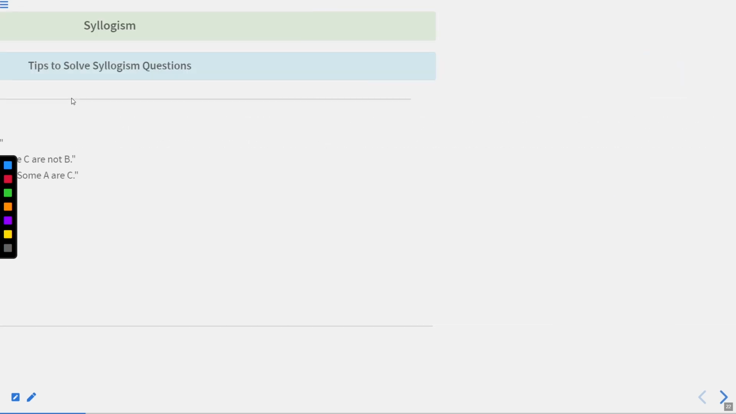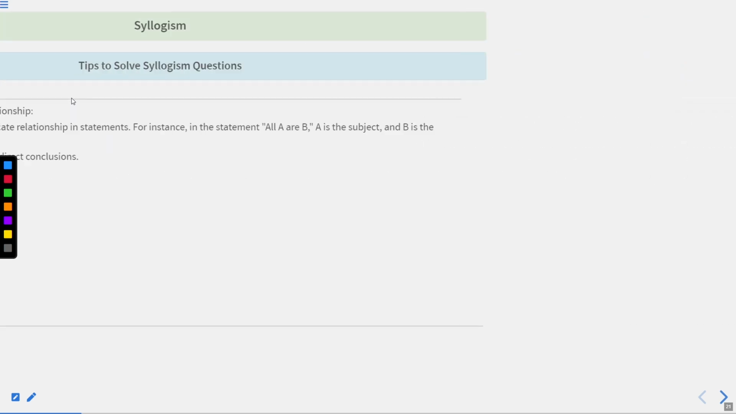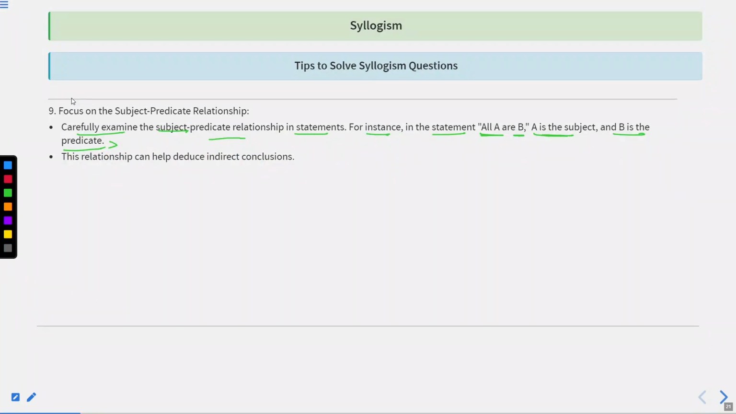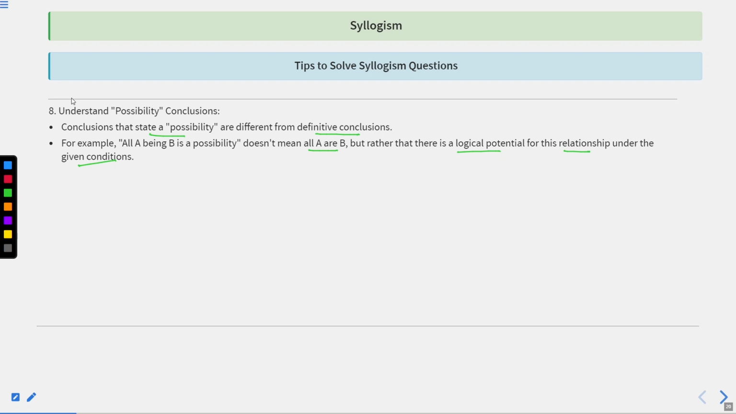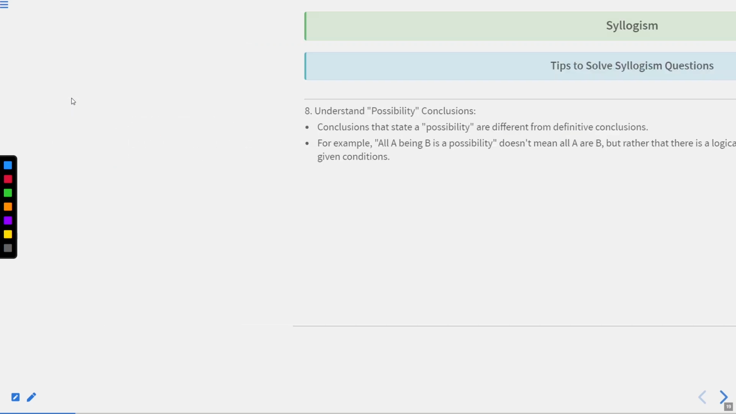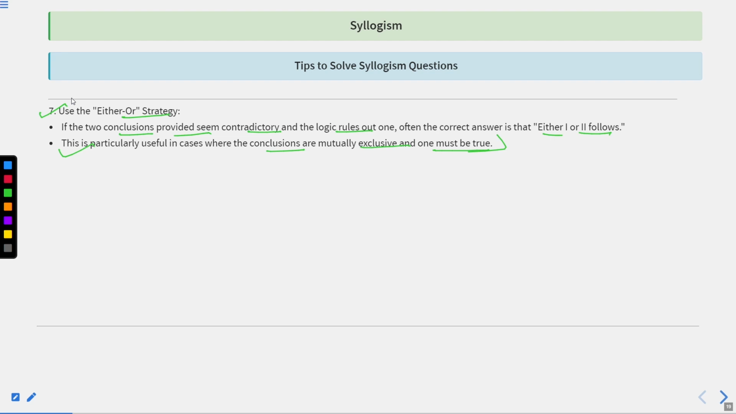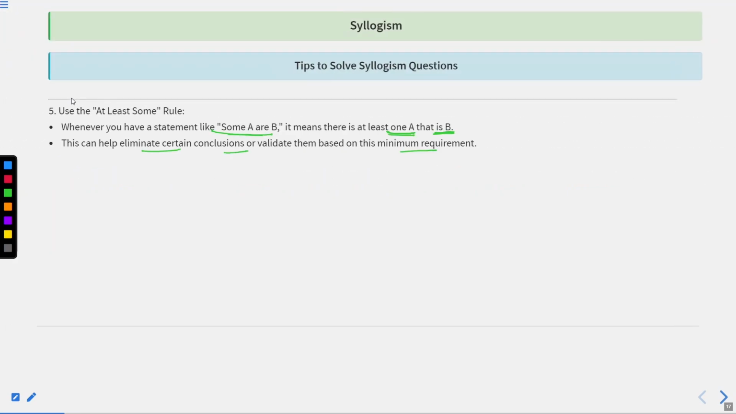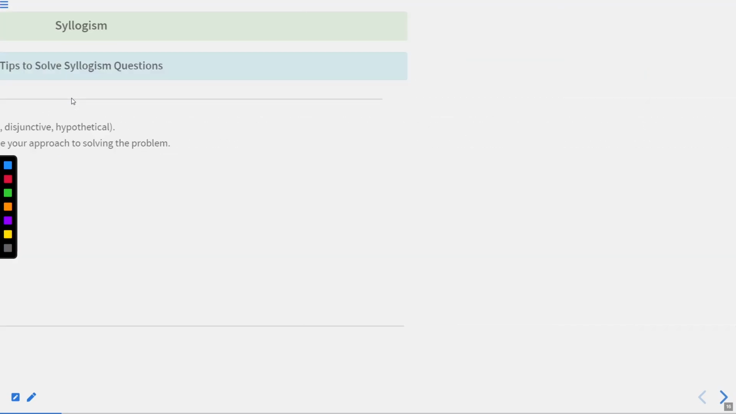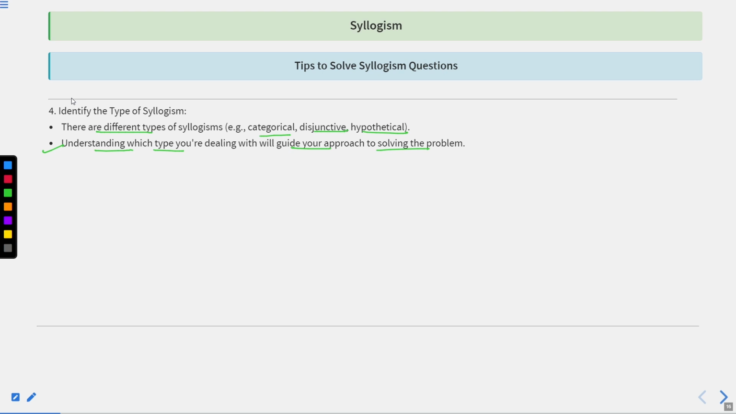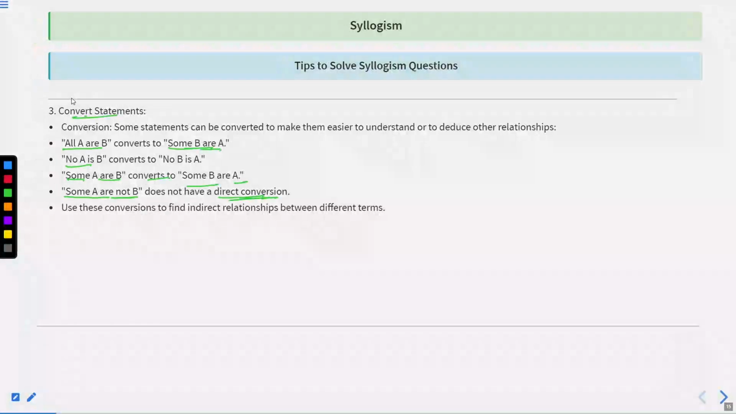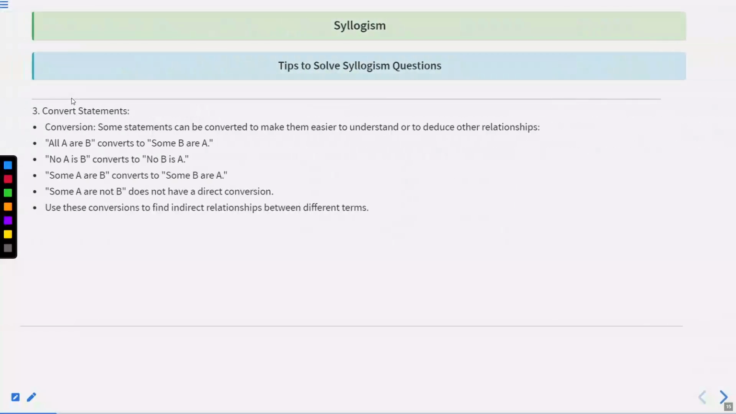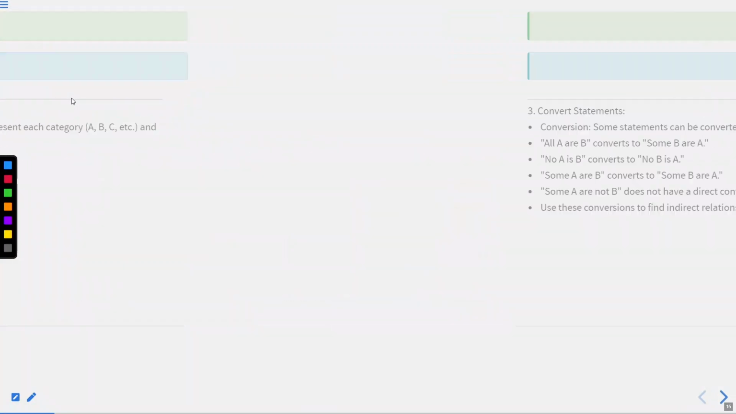In the previous video, we discussed the valid inferences, the subject predicate relationship, and the possibilities, where all A being B doesn't mean that all B are A. We also discussed the either or strategy, the complementary pairs and their elimination, the at least some rule, the different types of syllogism already studied, the conversion of statements, and the Venn diagram.